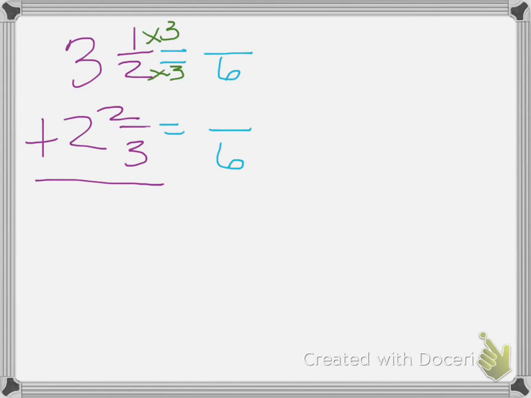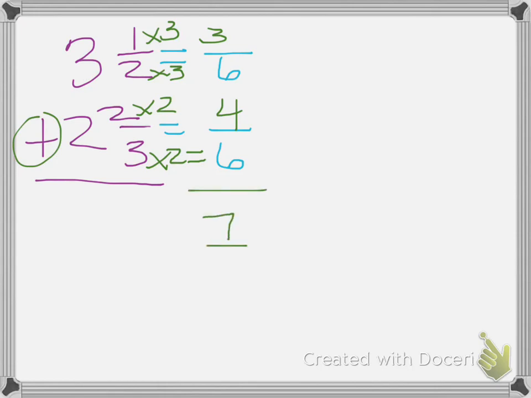I'm having trouble getting there. There we go. And on the bottom, I would say 3 times 2 is 6. So I do 2 times 2 on top, and that would give me 4. Now I'm adding, so I'm going to say 3 plus 4, and that's 7. So I end up with 7/6. But I also need to add the whole numbers here. So 3 plus 2 is 5, and that's my whole number.